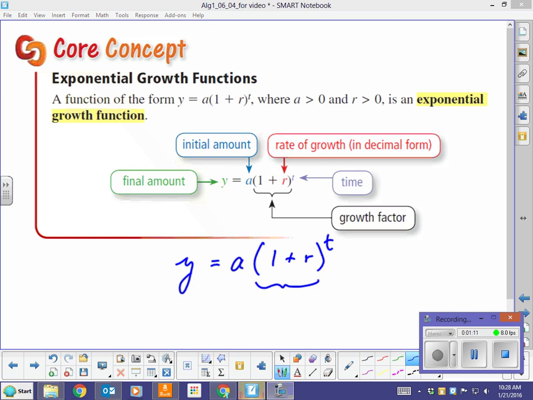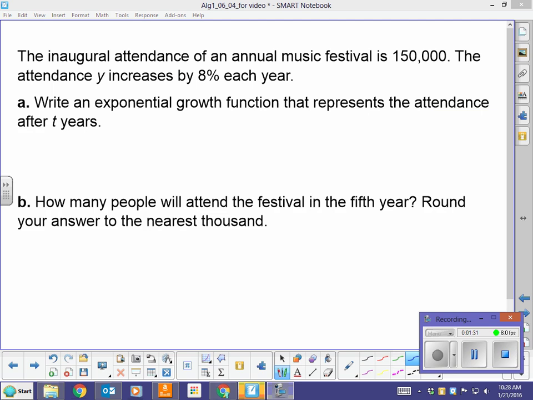We're talking about equal intervals of time here. So it's either number of months, number of days, number of weeks, number of years. It all depends. This whole factor, again, factors are things that are multiplied. 1 plus r is greater than 1, so this is going to be growth. Get that in your notes. Let's try and apply it here the best we can.